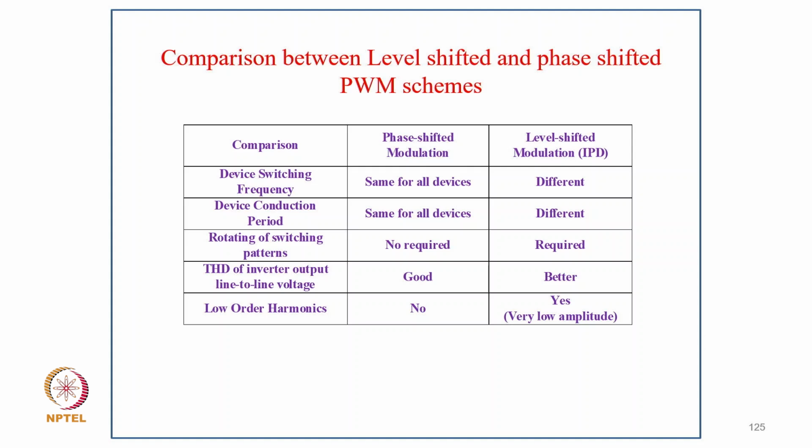Both: the device switching frequency is the same for all devices in one case, different for all devices in the other, and the device conduction period is the same for all devices. However, the level is different, and rotating of the switching pattern is not required, but required in the case of level-shifted. The THD of the inverter output line-to-line voltage is good, and level-shifted is better, and low-order harmonics are very low in amplitude.